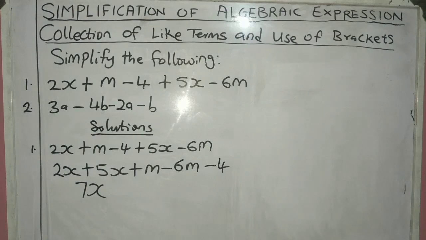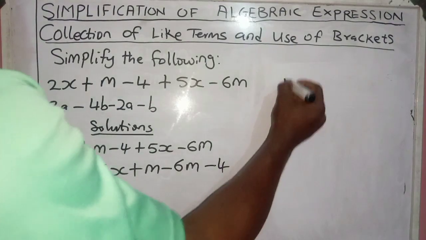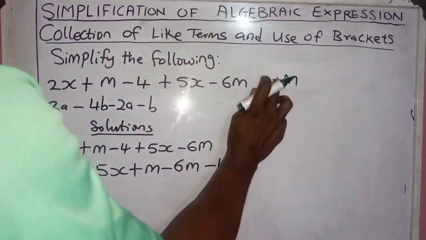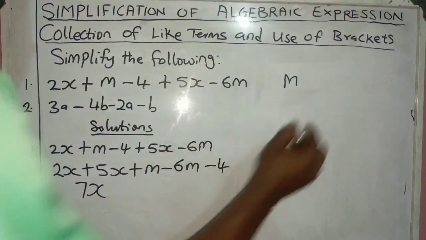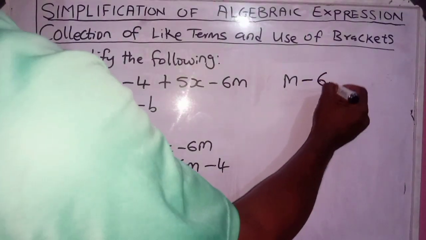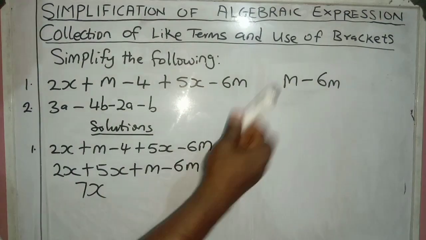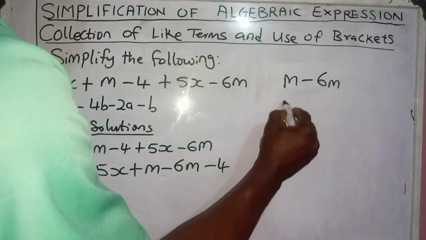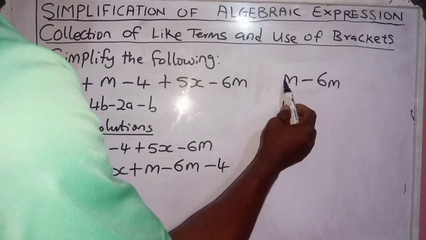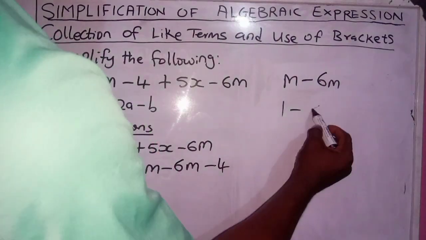What do you think the answer will be? We have m, because it's plus m. Remember, I can decide to write it as m, then minus 6m. What will it give us? It's just like saying, remember the coefficient. The coefficient of m here is 1, right? Because it's just 1m minus, this one is 6m.